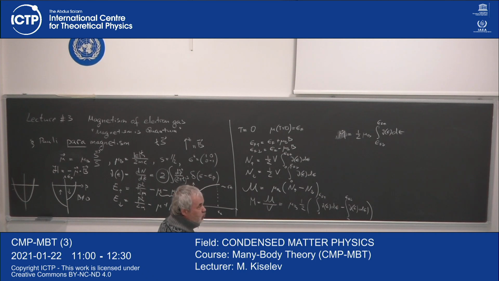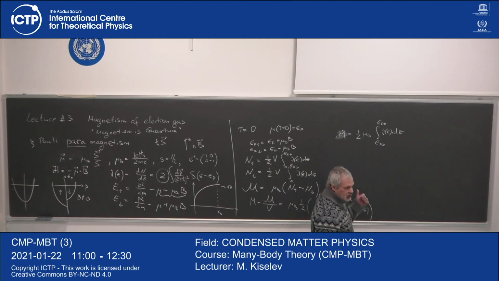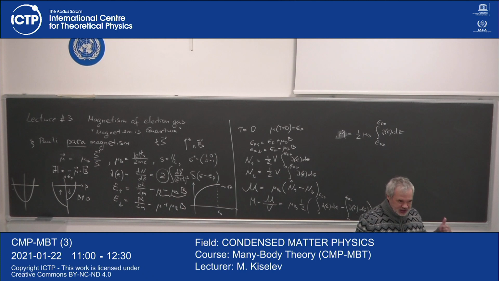We are dealing with a relatively small magnetic field. What does it mean, small magnetic field? Typically, magnetic field accessible in the lab is of the order of few tesla. Conversion of units of magnetic field, if I use Bohr magneton on one hand and Boltzmann constant on the other hand, the temperature says that 1 Tesla is approximately 1 Kelvin.